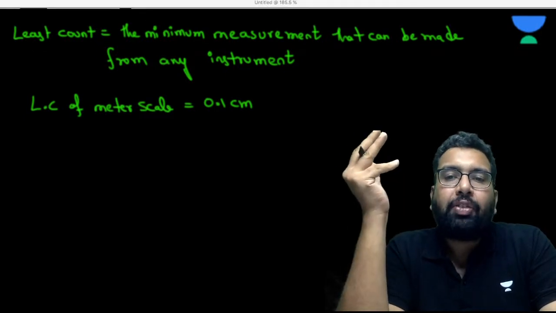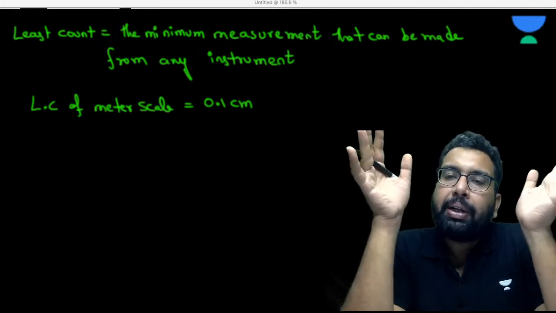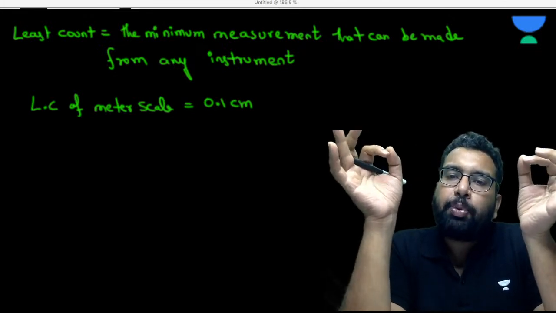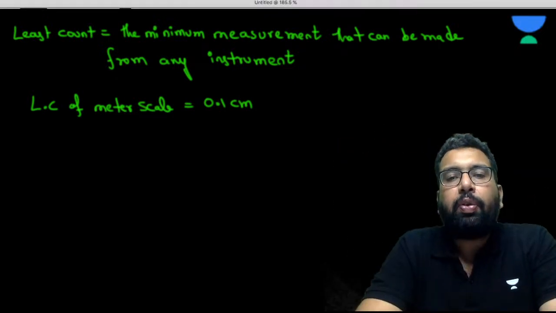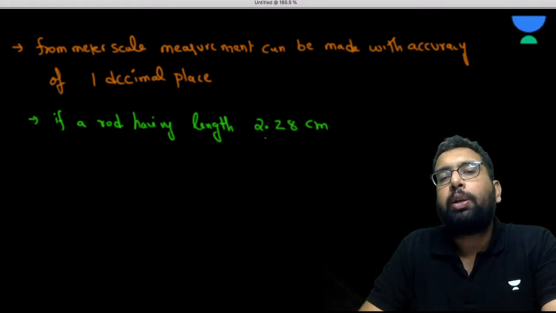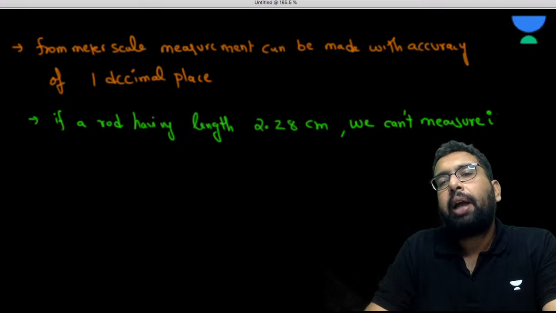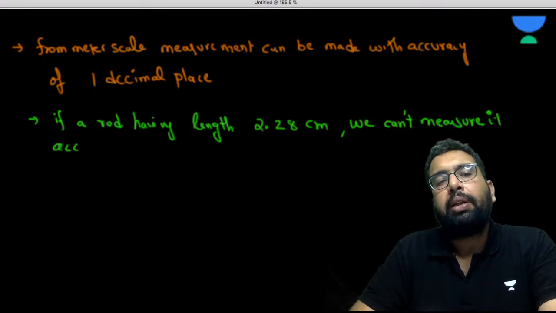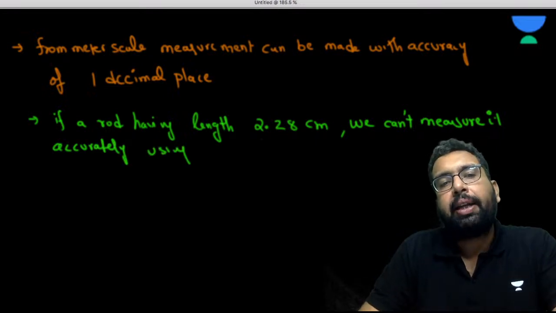Now, what is the vernier caliper? Let's come to the vernier caliper. So, what are the limitations of the meter scale? The meter scale can give accuracy up to 1 decimal place. Now, if you want accuracy for 2 decimal places, say a rod having a length of 2.28 centimeter, we cannot measure it accurately using the meter scale.